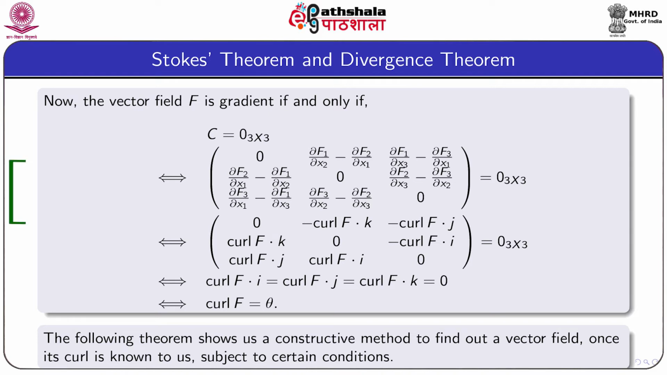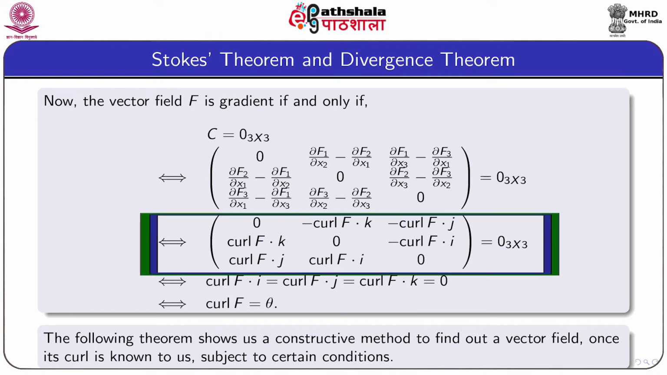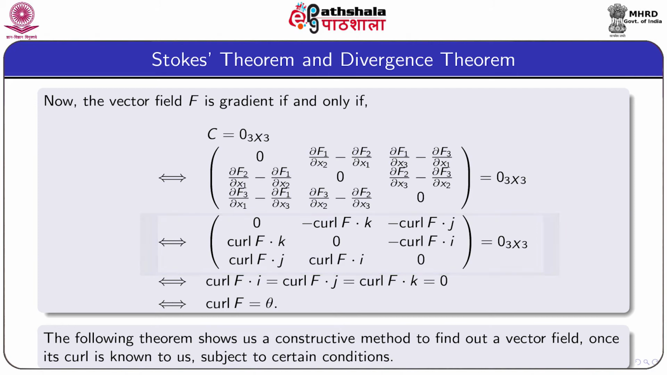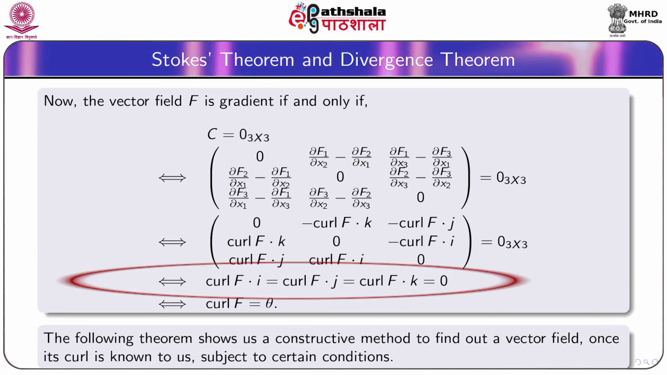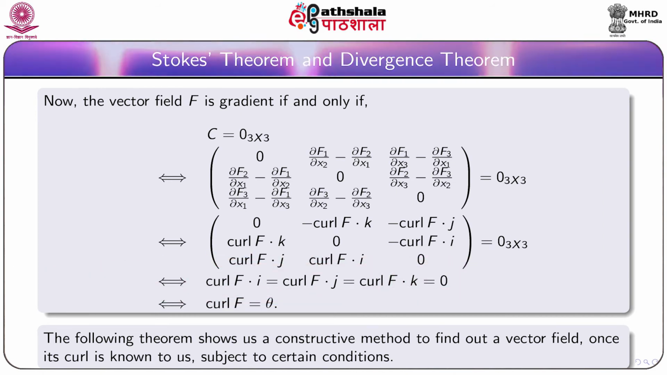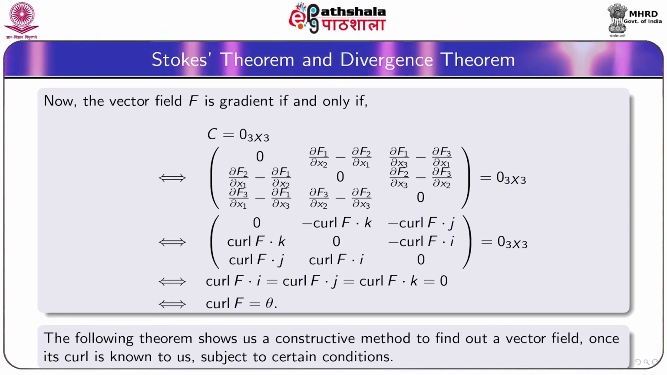we have written here the components of C. So, we have the matrix with first row 0, −curl F · k, curl F · j, second row curl F · k, 0, −curl F · i, third row −curl F · j, curl F · i, 0, equal to the zero matrix of order 3. This holds if and only if curl F · i = curl F · j = curl F · k = 0. This holds if and only if curl F equals the zero vector field.